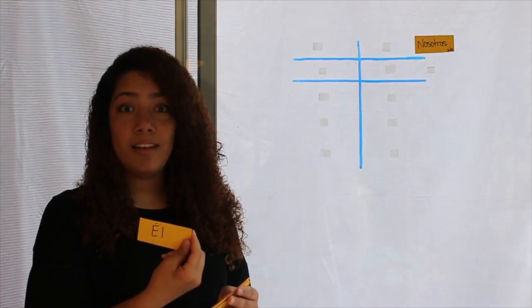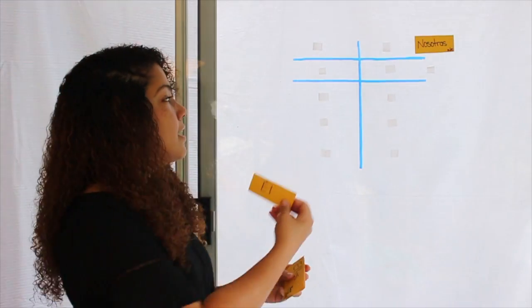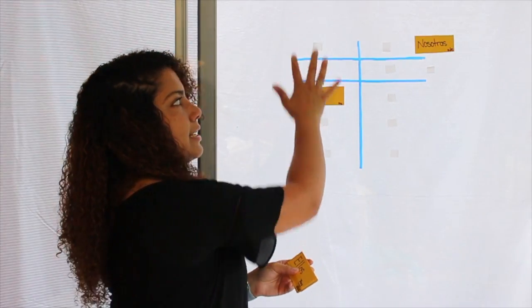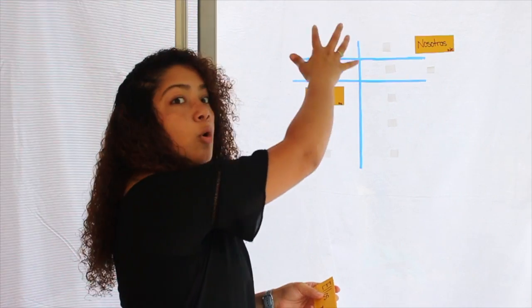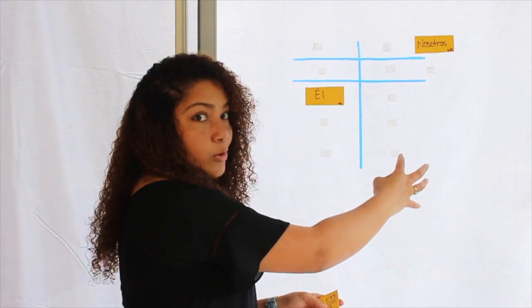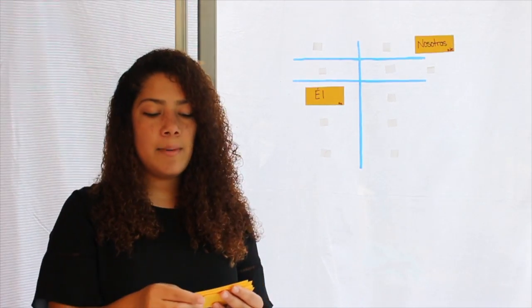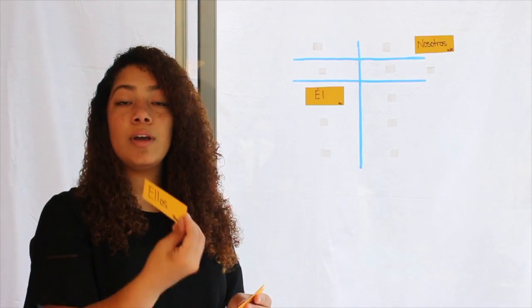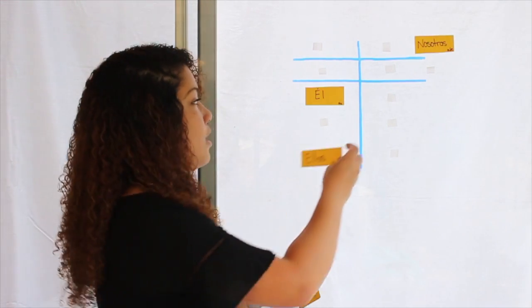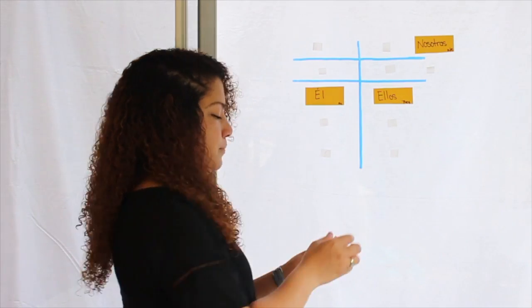Then we have él. Él means he. It's singular, so it's going to go on this side. Remember, this side is singular, this side is plural, so only one person. This is more than one person, so 2 or 3. The next one that we have is ellos. So ellos means they. So we have ellos over here.